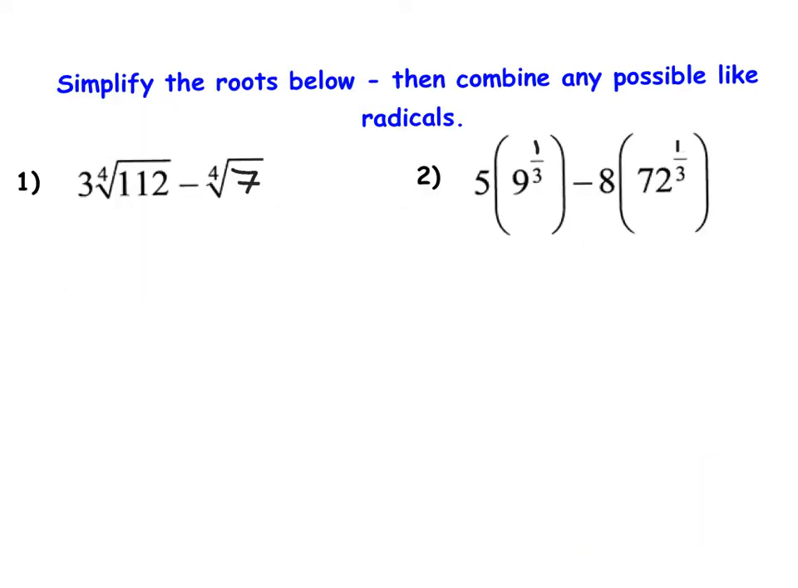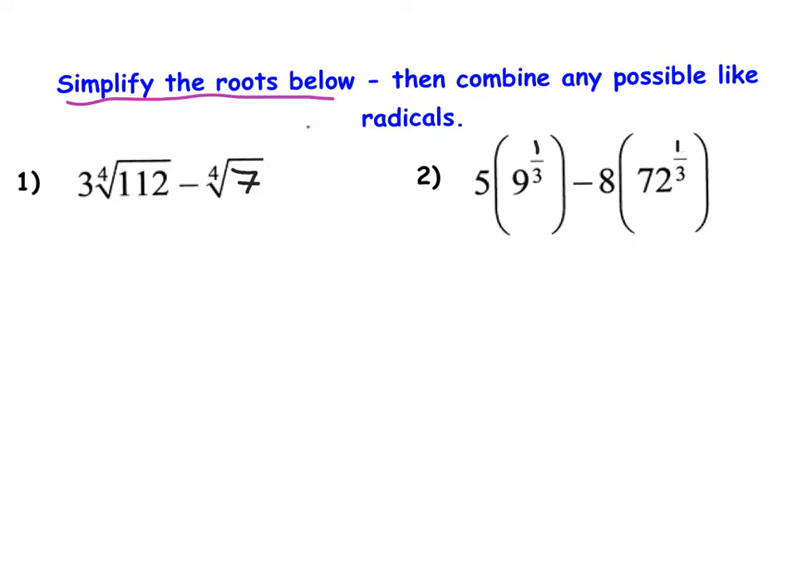Now what's tricky about this is sometimes we can't actually see if we can combine radicals right off the bat. So if you look here, these look like all different radicals. They do not look like like radicals. We see two fourth roots, but we see 112 and 7. And then we see two powers of 2/3, but we see a 9 and a 72. So what that's telling us is that we need to do a little bit more here. We need to basically simplify these roots using what we know about simplifying roots before we can check and see if we can combine any of these together.